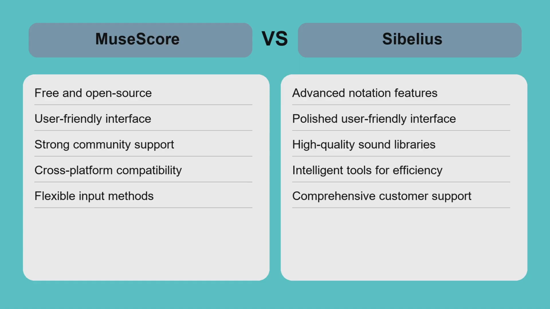For example, a student writing simple arrangements will find MuseScore sufficient, while a film composer scoring an orchestra will benefit from Sibelius's advanced tools. The trade-off is between cost and depth of features, with MuseScore prioritizing accessibility and Sibelius focusing on professional-grade output.